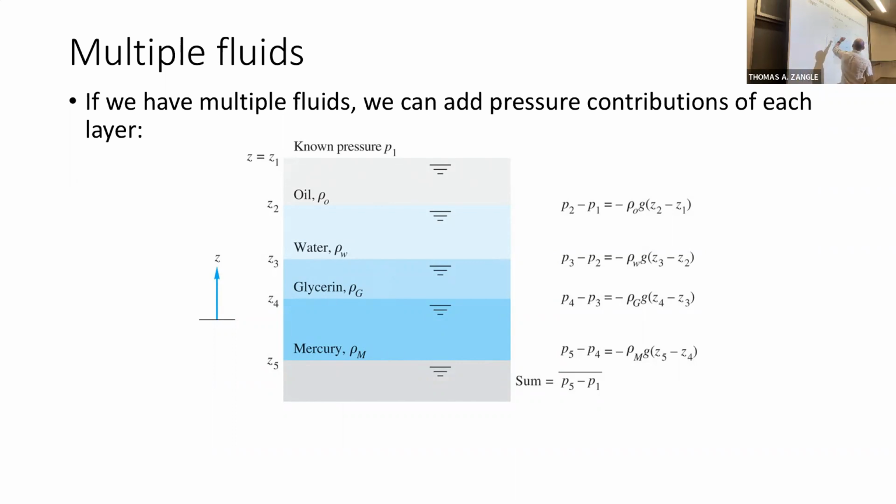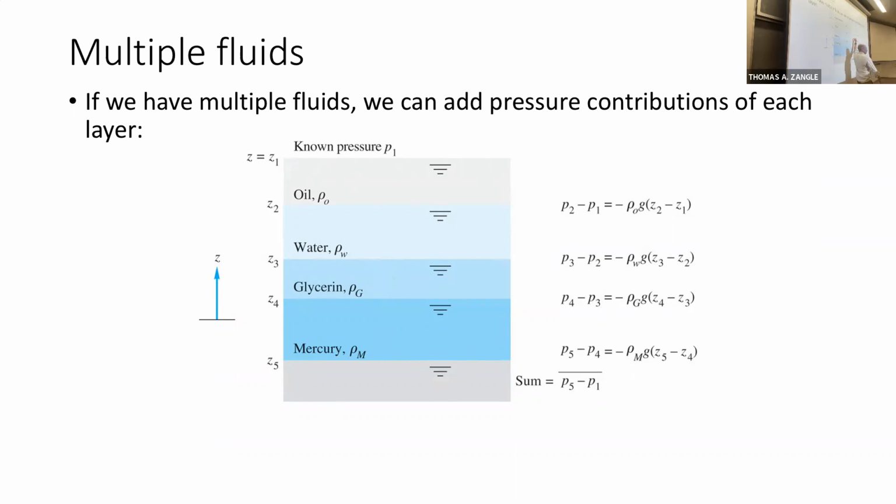And I can basically just add up the pressure contributions from each layer. So we just work our way down. I know the pressure here, P1, atmospheric pressure, or whatever the ambient pressure is. I can just work my way down through the layers. So I say P2 minus P1 is minus gamma times (z2 minus z1). Make sure I'm using the right gamma for this case, oil. And then that would be P2.